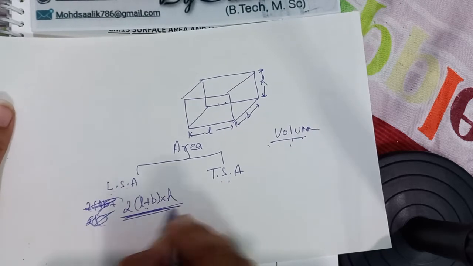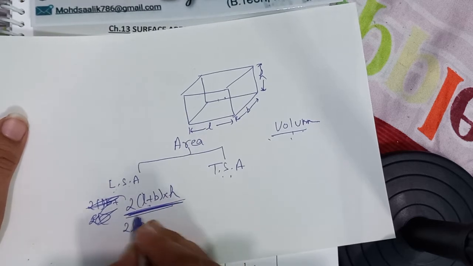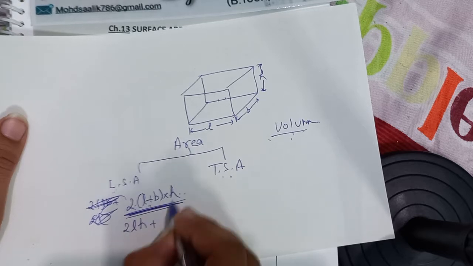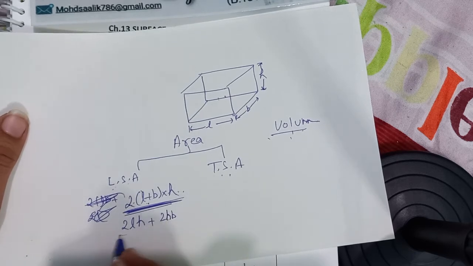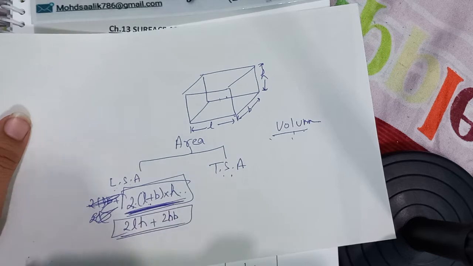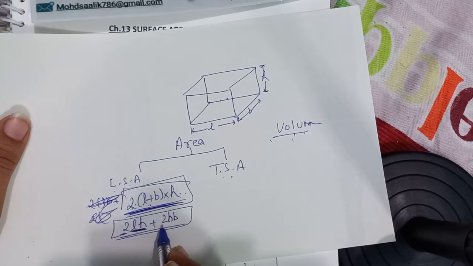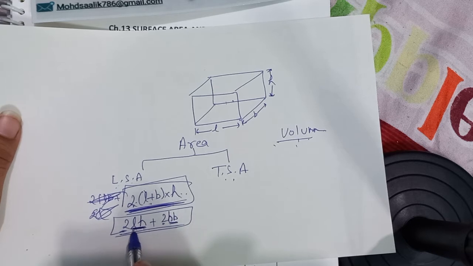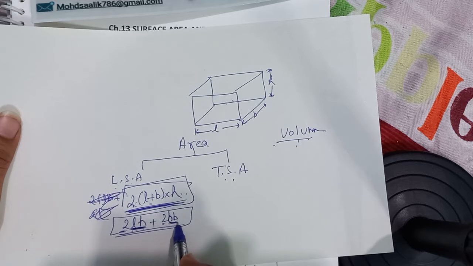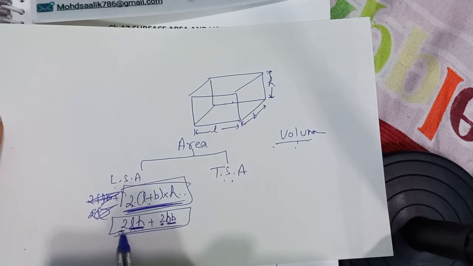You can also learn it using a technique like this. If I multiply 2H by L and 2H by B, we get 2LH plus 2HB. This is also the same formula. 2LH means 2 times the area LH, and 2 times the area HB. What is LH? Length into height, which is one side. What is HB? Breadth into height, the other side. Two sides are the same in each cuboid, so I multiply by 2 here and here. This is the technique to remember the formula.